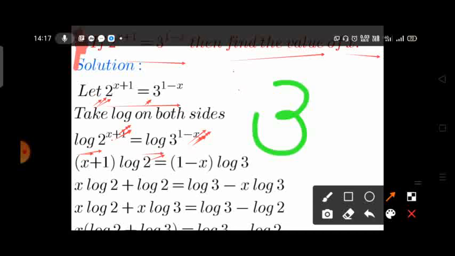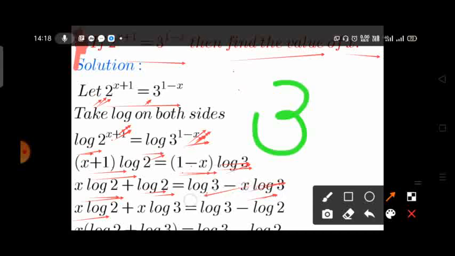Here the place of power will change to its coefficient. Here the same 1 minus x also changes its place. So like that. And here x into log 2, and 1 into log 2, and 1 into log 3, and minus x into log 3 is here. And then x into log 2 plus, I didn't change here, the same. And here x into log 3, its sign is minus.